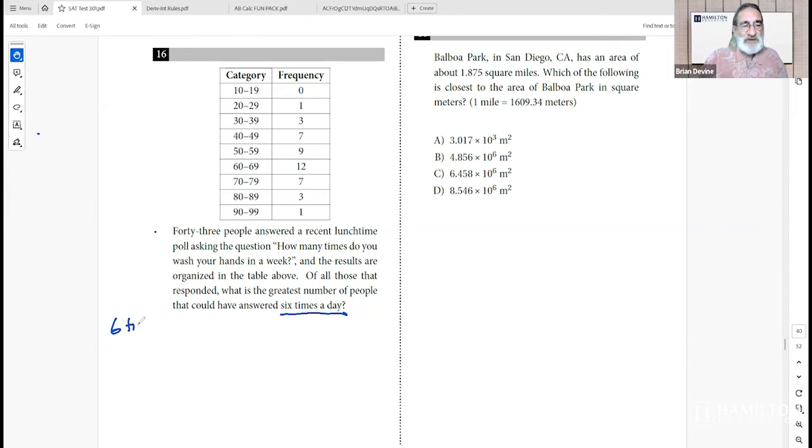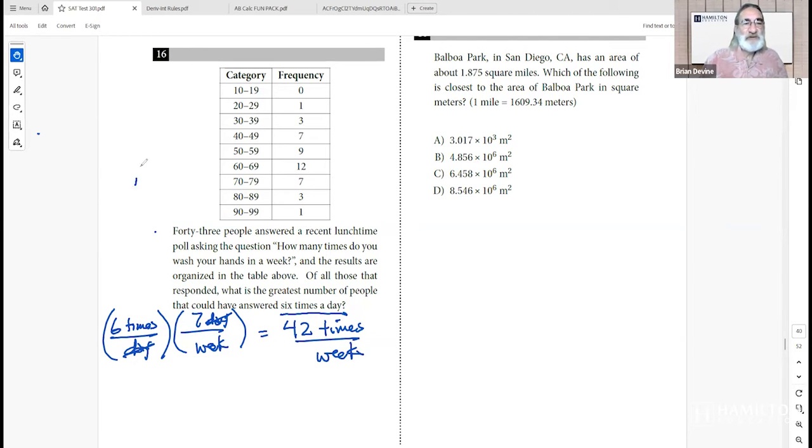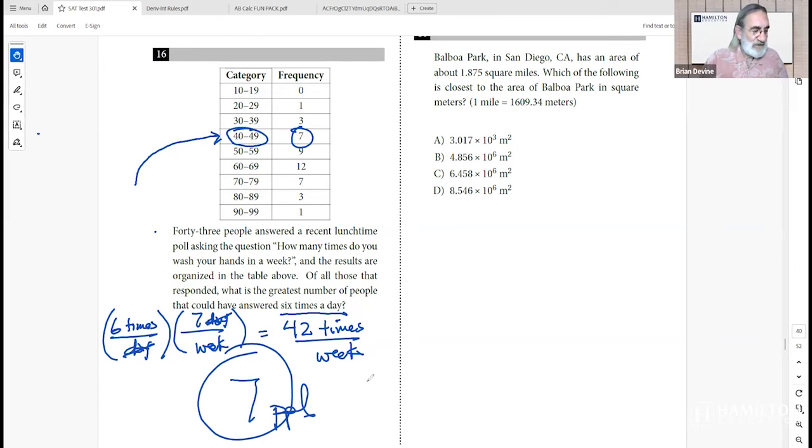Well, if it's 6 times a day, and there's 7 days in a week, this would cancel here, then that's going to mean 42 times a week. And 42 times a week would be in the 40 to 49 category, which means that there were 7 people that could have responded 6 times a day. So 7 is the correct answer.